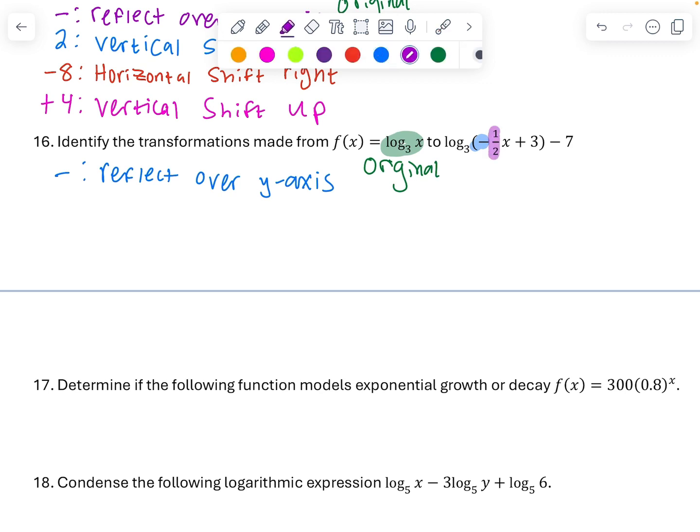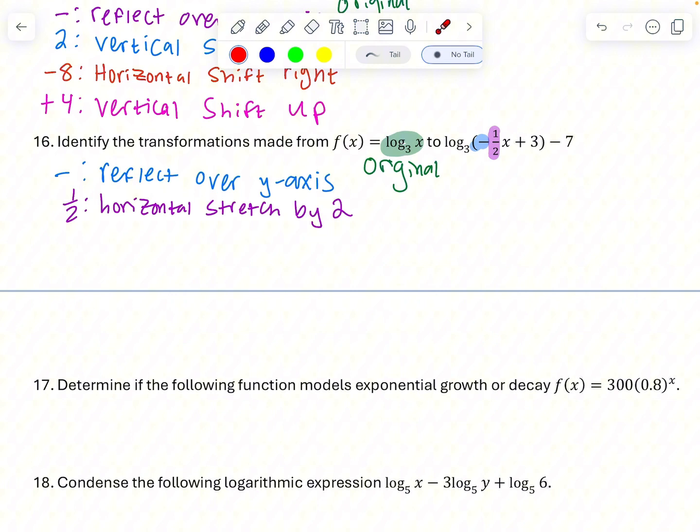And then I also see this 1/2. This 1/2 is also inside the parentheses, but it is multiplying my x. This is a horizontal stretch by 2. The main thing about horizontal stretches or compressions is that whenever we say the stretch factor or the compression factor, it is the reciprocal of whatever was in the equation. So here I have 1/2, I have 2/1. I didn't write the 1 because you don't have to. Those are probably the trickiest transformations, those horizontal stretches and compressions.